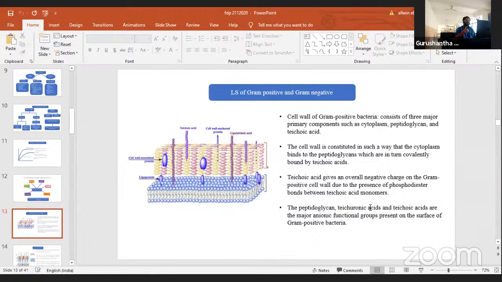That is a very important point we have to note down. Why? Because we are going to carry out our interaction based upon the surface charge involved here. That's why I'm insisting on the surface charge present on the gram-positive bacteria, and which acid exposes the negative surface charge on the surface of the bacteria. The peptidoglycan layer and the teichoic acid are the major anionic functional groups present on the surface of the gram-positive bacteria.